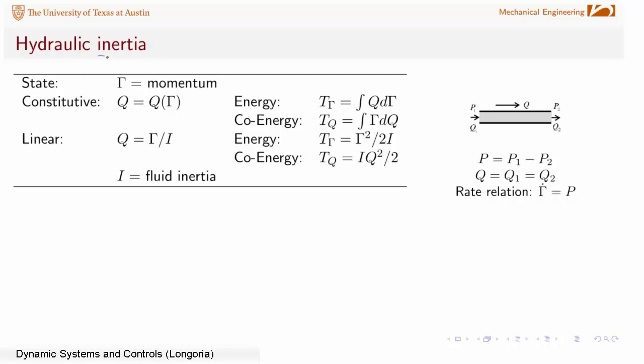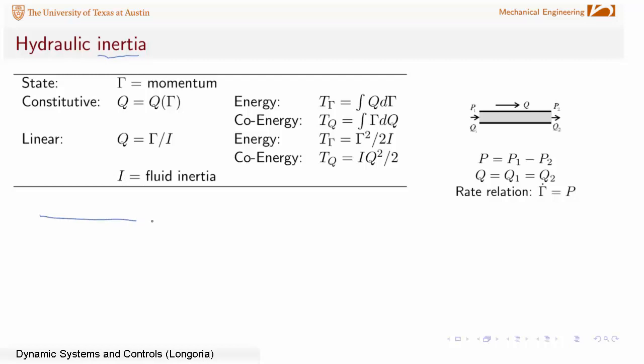We have storage of potential energy, and now the formation of a fluid inertia, and here's a schematic showing that you might have a pipe. What we're talking about is analogous to any kind of mass. You have fluid mass now, and as you try to accelerate that fluid, you're going to have momentum. We're going to use the symbol gamma here as a fluid momentum. So we have a constitutive relationship between the flow rate and this fluid momentum. If we have a linear relationship, which is very common, then we can define a fluid inertia I.